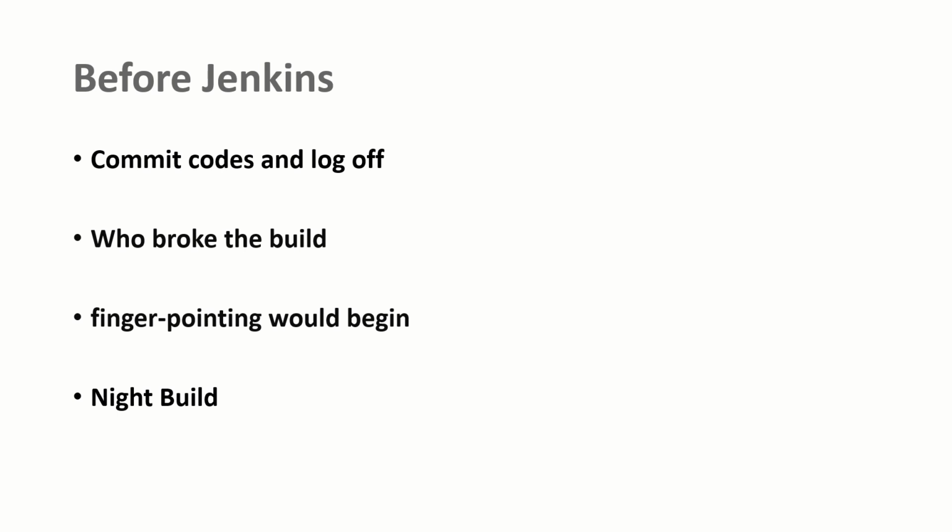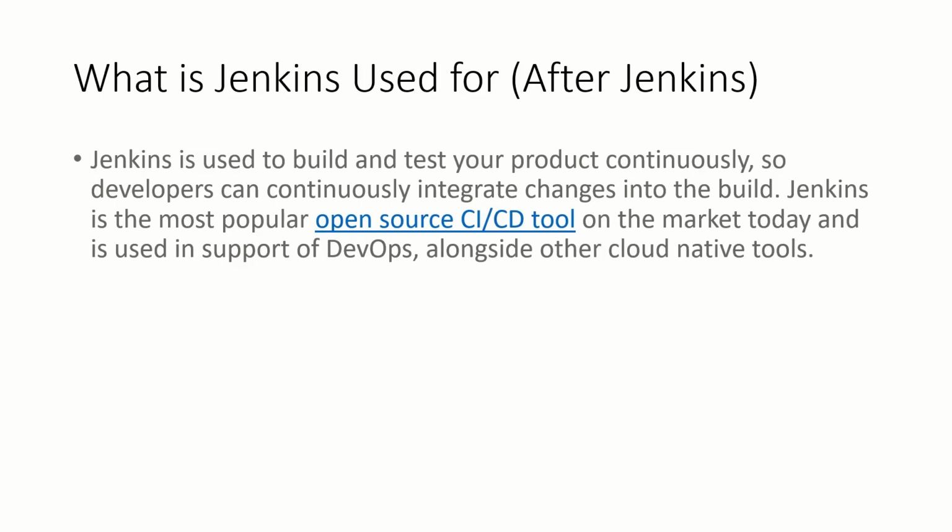So this was the scenario before Jenkins, but after Jenkins, because of the CI/CD pipeline, nothing like this happens. Whenever the build is broken, you can track it and the developer will get the notification immediately and can start working on the errors. So let me go to the next slide.